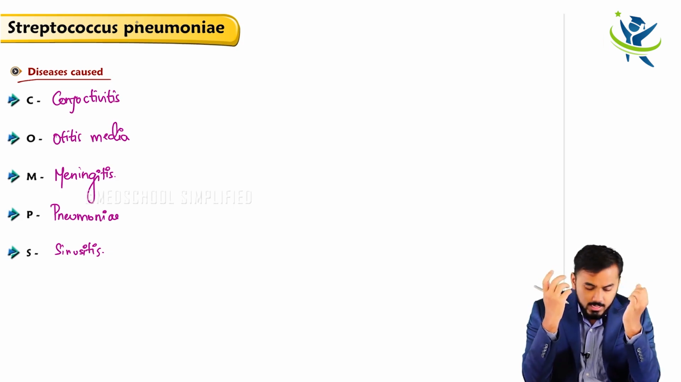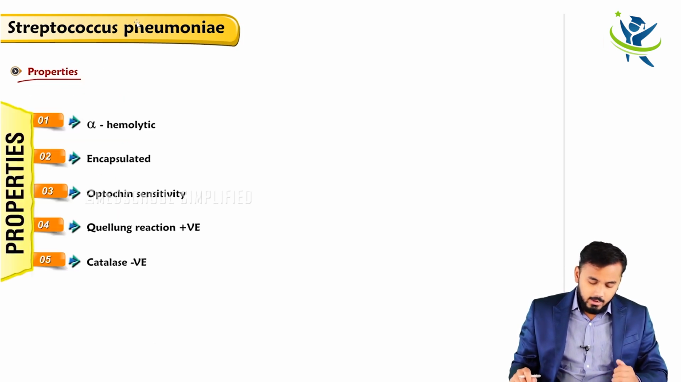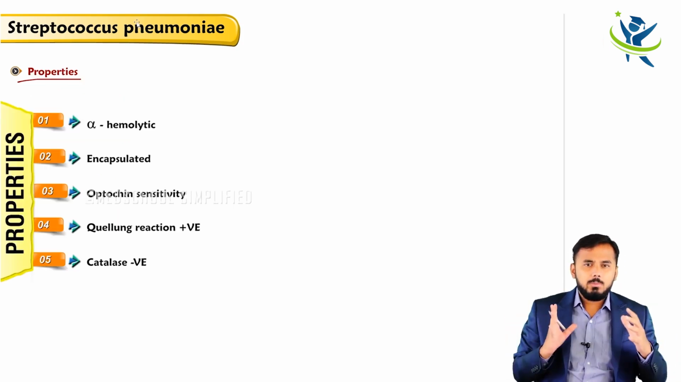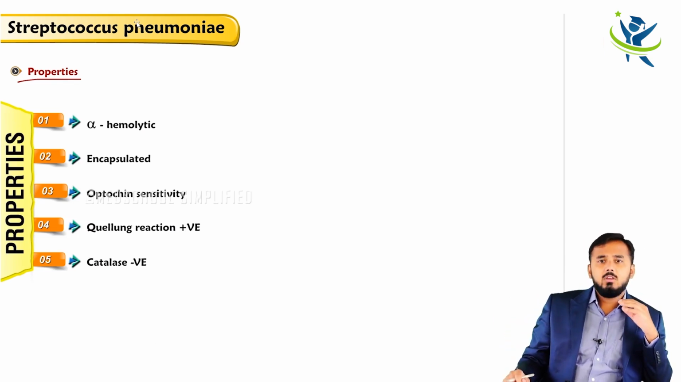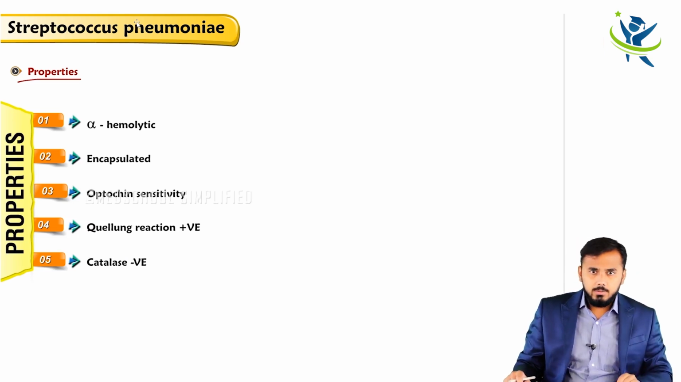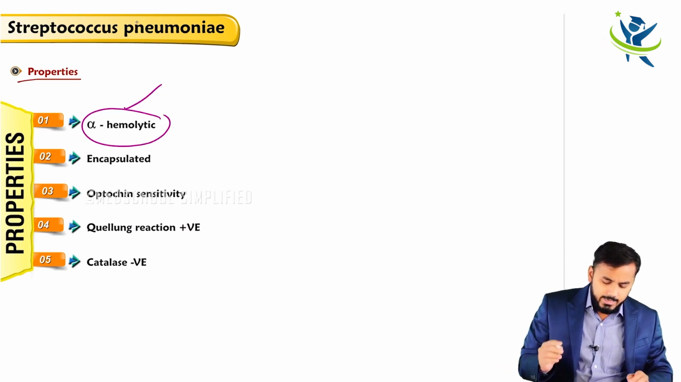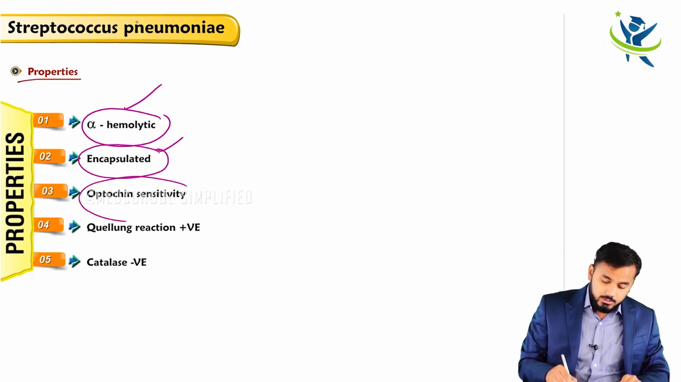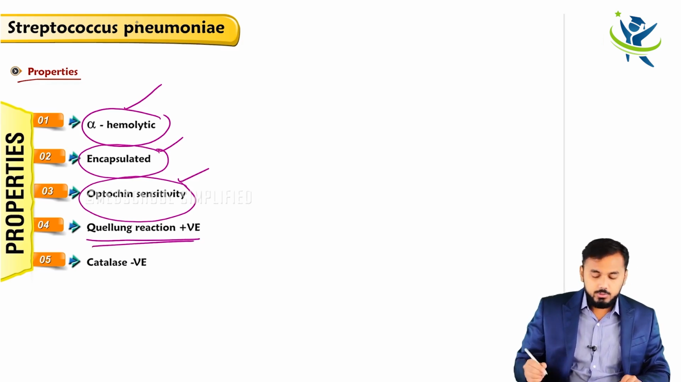So let us discuss exactly how they are causing these diseases. Before that, let us club up all the properties, and then let us enter into the real thing of how they are causing such conditions in the patient. It doesn't take much time to remember all of this. It is alpha hemolytic, I explained that in detail. I also told you it is encapsulated. It is optochin sensitive. I told you that optochin is an antibiotic, and it is Quellung reaction positive. What is the Quellung reaction?